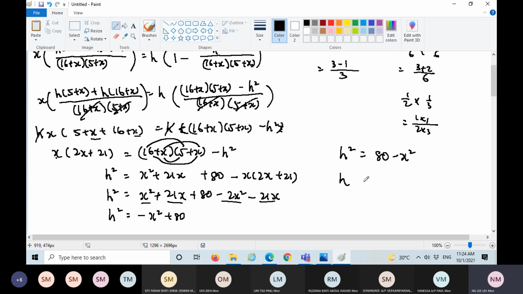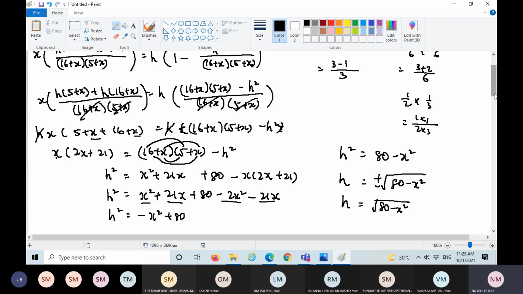Last step, because h represents the height of the building, you don't take the negative. If not, here you would have to put plus minus. Square root. So this is the height of the building, so you remain with the positive answer only. So this is the final answer: 80 minus x squared, the whole thing square rooted. Correct? My answer is the same as the textbook.